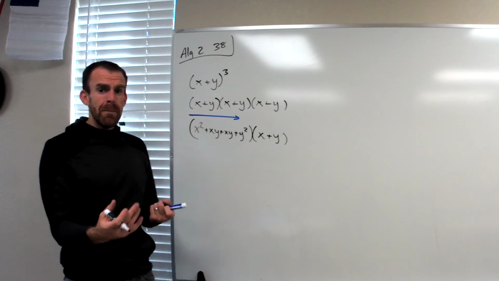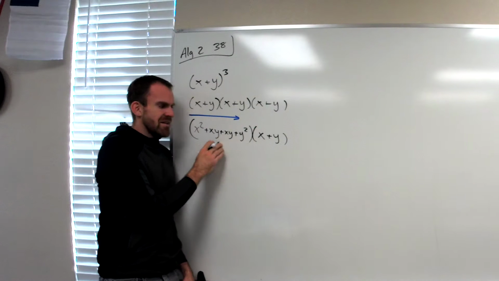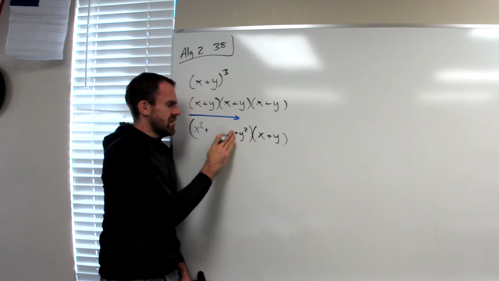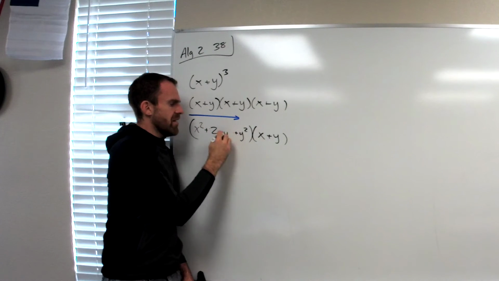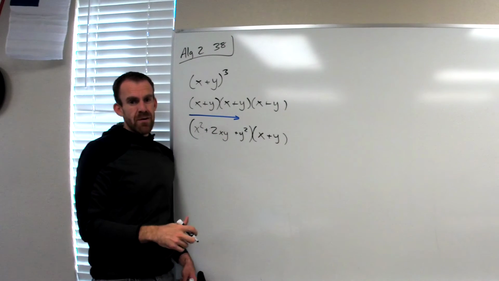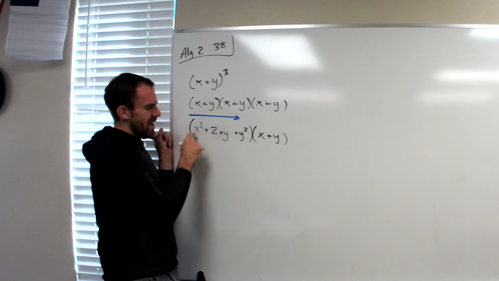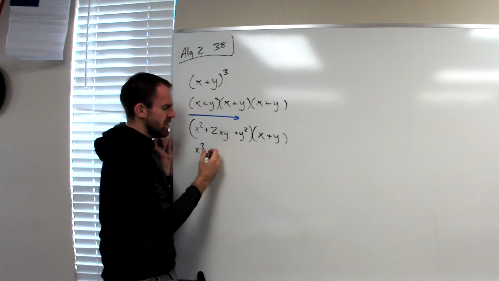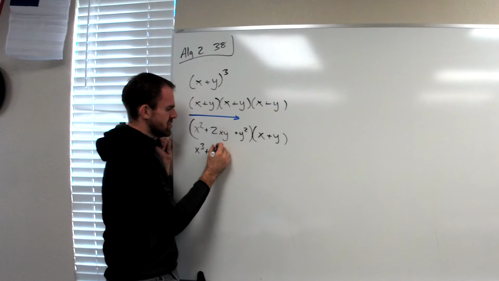Now, the tip is that you want to combine any like terms that you can. So xy plus xy is 2xy. I'm going to do that first before I multiply these guys out. So it's going to be x times x squared, or x squared times x, which is x cubed, x squared times y, which is x squared y.